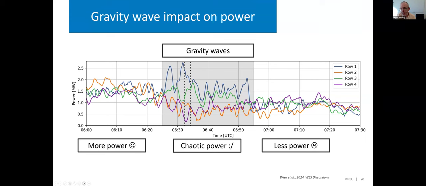And then after that event, the power is decreased. So there's lots of stuff going on. Wind direction changes during that gravity wave passage, and different oscillations. And again, we're working to validate this behavior in the actual observations, but this is what the simulation shows. So that's pretty interesting.